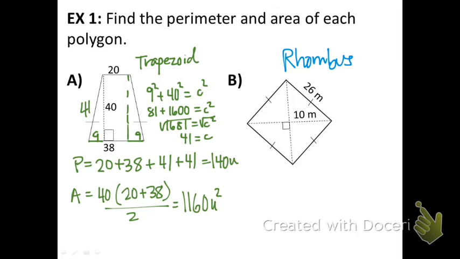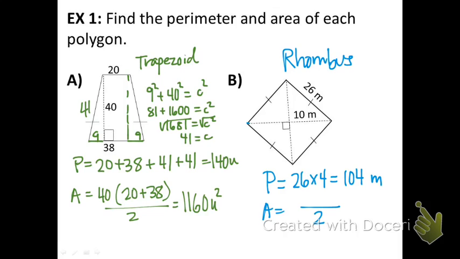And with a rhombus, we can find the perimeter. The perimeter, we add all the sides, and all the sides are the same, so we take 26 times 4, which gives us 104, and here it's meters. For the area, we take half of diagonal 1 times diagonal 2, or diagonal 1 times diagonal 2 divided by 2.